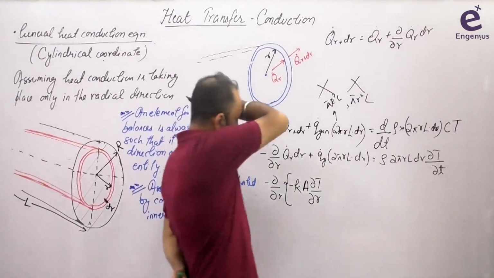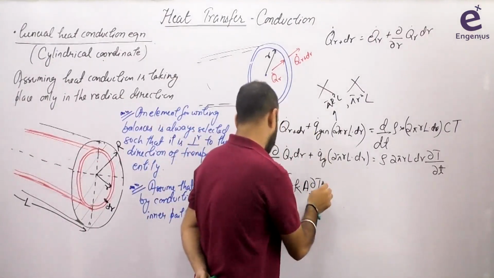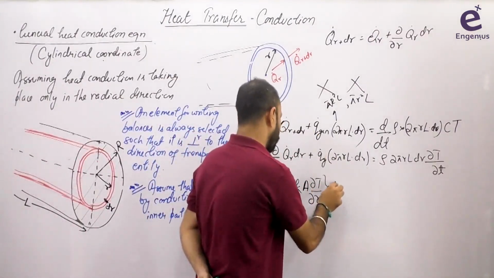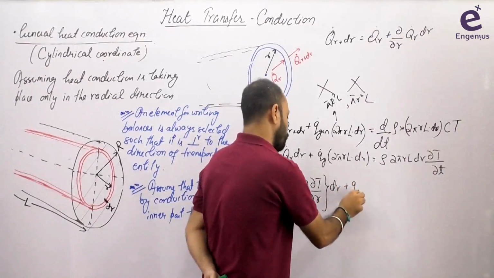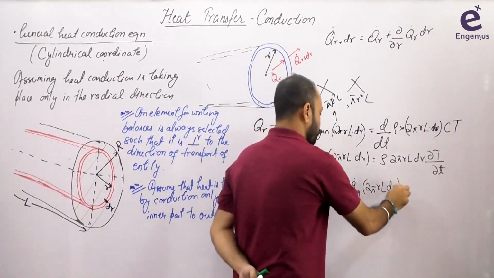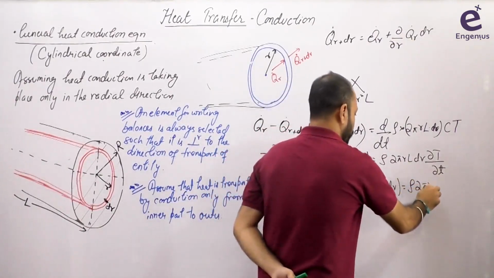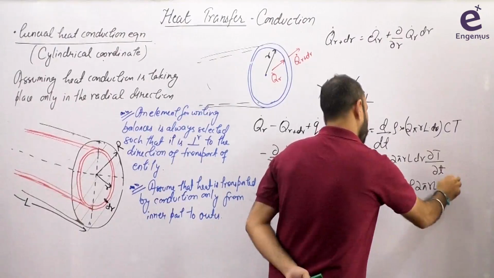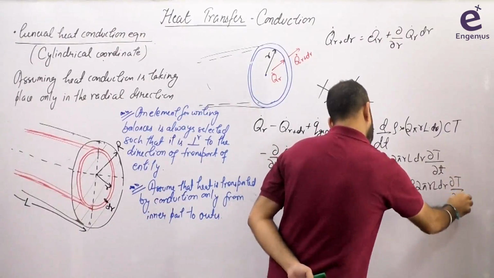Okay, del by del r of K A del T by del r multiplied by dr plus Qg 2 pi rl dr is equal to rho 2 pi rl dr del T by del t.